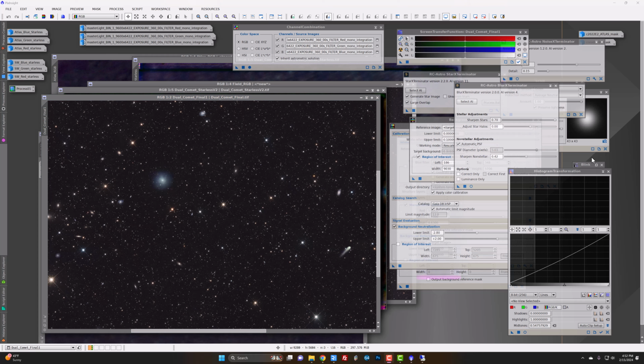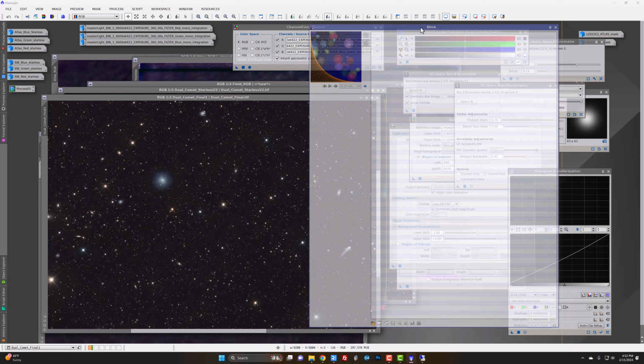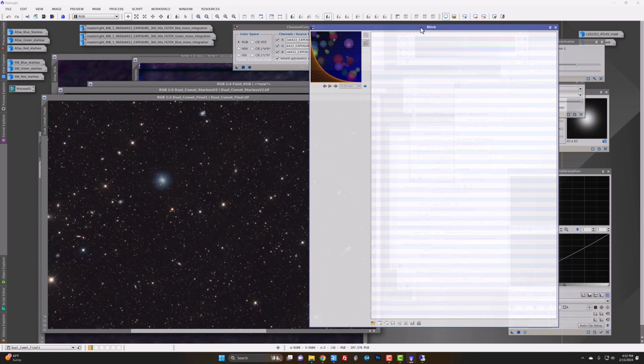Now, I know the desktop is a bit of a mess here, and that's because this is a real project I was working on, and it became complex because I had two comets. Now, they weren't very big in the field, but I still had to do the same exercise to get everything to work. So let's load some frames.